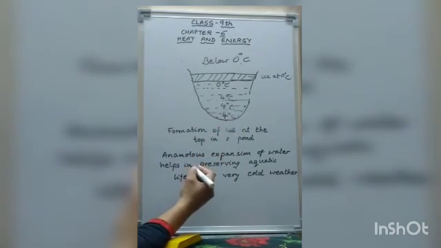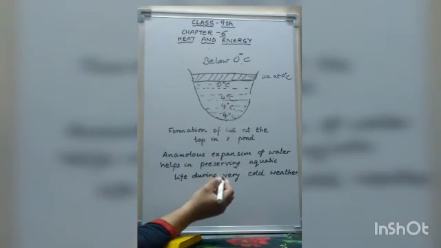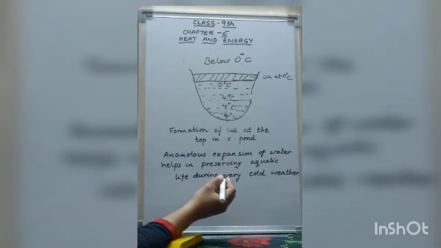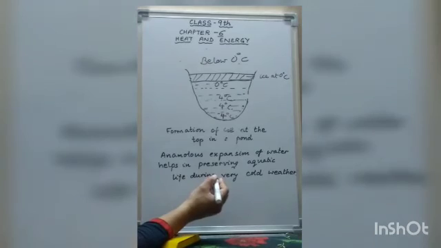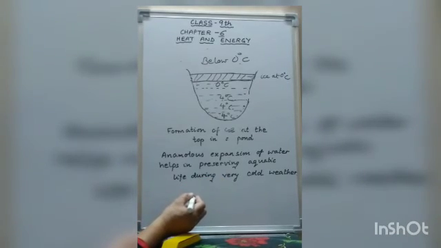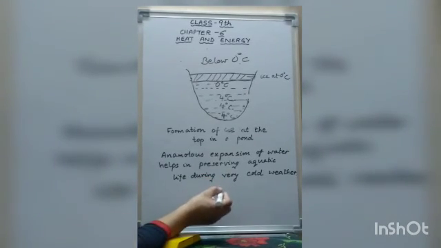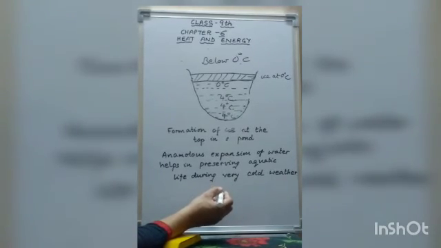Similarly, the anomalous expansion of water is responsible for the bursting of water pipelines and the destruction of crops during very cold winter nights. In winter nights, as atmospheric temperature starts falling below 4 degrees Celsius, water in the pipeline expands and it exerts large pressure on the pipes, which causes them to burst.